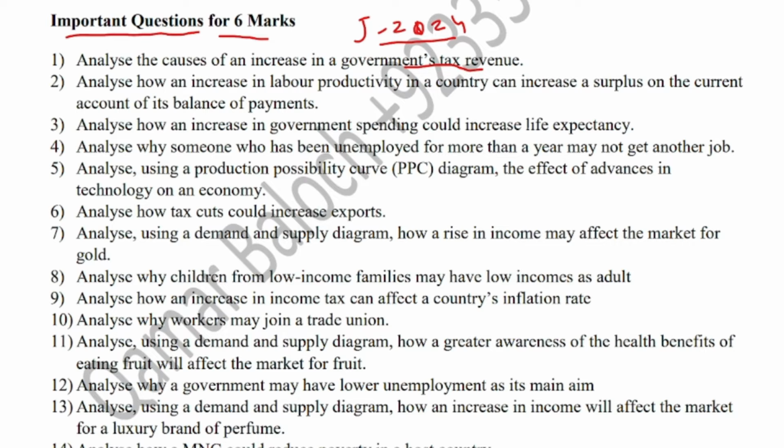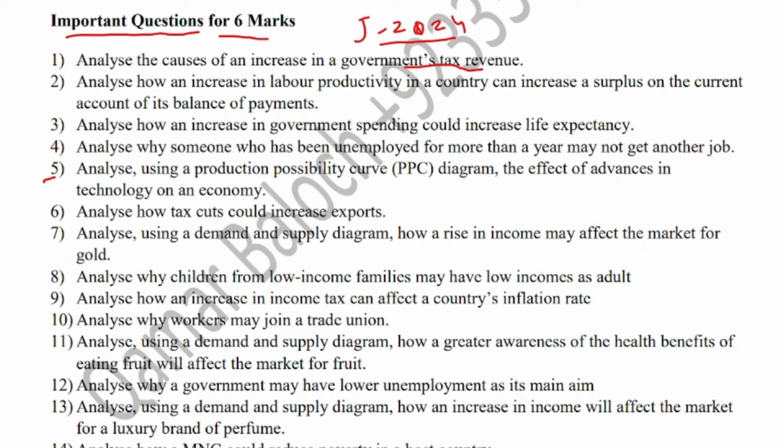Moving to question number 4: analyze why someone who has been unemployed for more than 1 year may not get another job. If a person is unemployed for more than 1 year and is unable to find another job, it can be because of 3 main reasons. Number 1 can be a change in technology, and the worker does not know how to operate the new technology. The second can be that the industry he was working in has become obsolete, and the third reason can be that the industry has relocated to some other region and he is unable to move to that region.